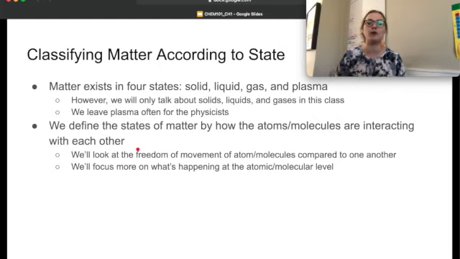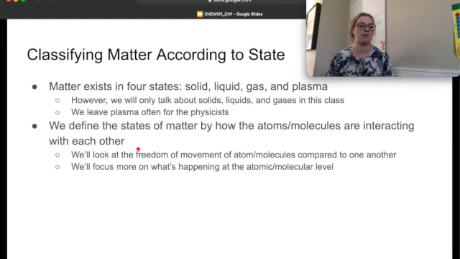So we have one more area of classification to talk about here. We want to classify our matter according to state. Matter actually exists in 4 states naturally, if you want to use that word. That would be solid, liquid, gas, and plasma. However, in this class, we're only going to talk about solids, liquids, and gases, and we're going to leave plasma for the physicists. We let them handle that.